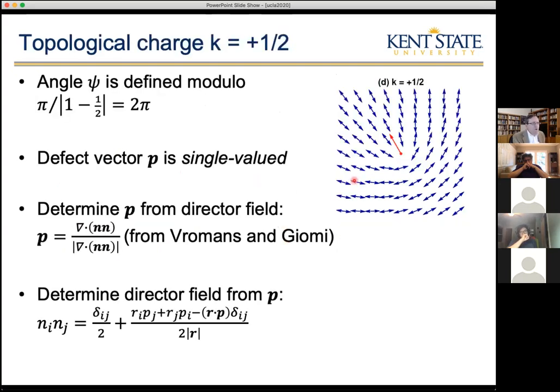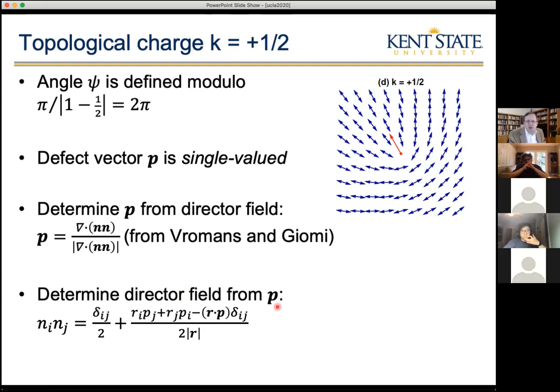Okay. So when we come to a +1/2 defect, this thing with a comet-like structure, the angle is defined modulo pi over 1/2, right? So modulo 2 pi. Great, all vector angles are defined modulo 2 pi. So that makes a nice single valued vector. Right? We can determine that vector from the director field by taking the divergence of this nn tensor. That's just like what Vromans and Giomi did. We can go backwards and determine the director field from the defect orientation vector also.